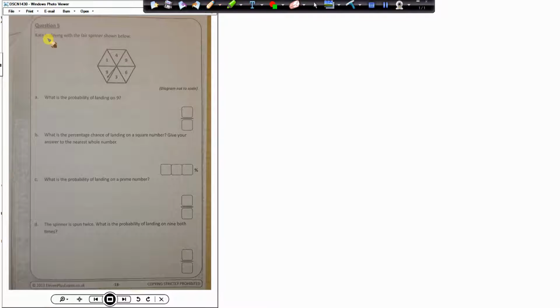Just get a blue pen. Kate is playing with the fair spinner shown below. So first of all, you look at how many sections we have. How many sections do we have altogether? 6.